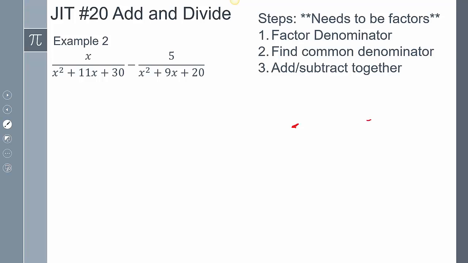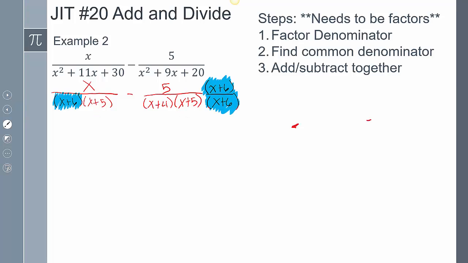Now when we're subtracting here, once again, I need to factor the denominator. So I factored. Now multiply by what's missing. They both have an x plus 5 in common. So this has an x plus 6, so I need to multiply top and bottom by x plus 6. This has an x minus 4, so I'm going to multiply top and bottom here by x plus 4.